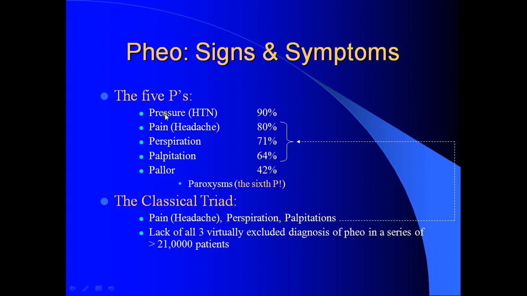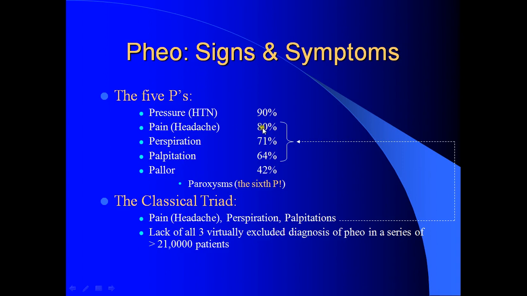So signs and symptoms, there are 5 P's. Pressure, so hypertension, which is present in 90%. Pain, headache, perspiration, that is the sweating, and palpitations.